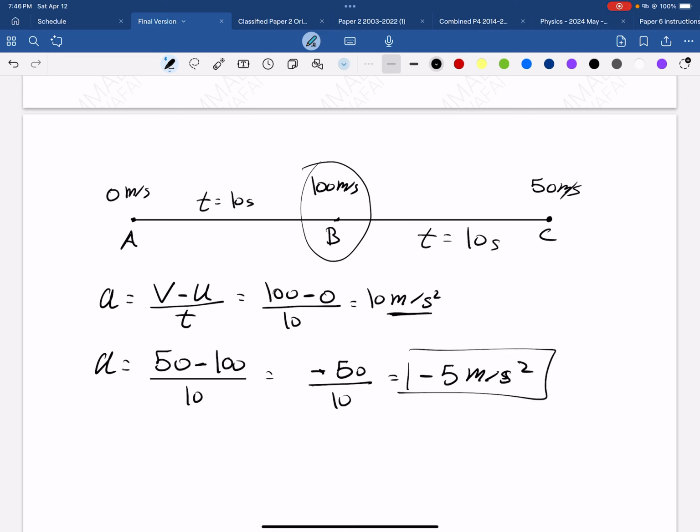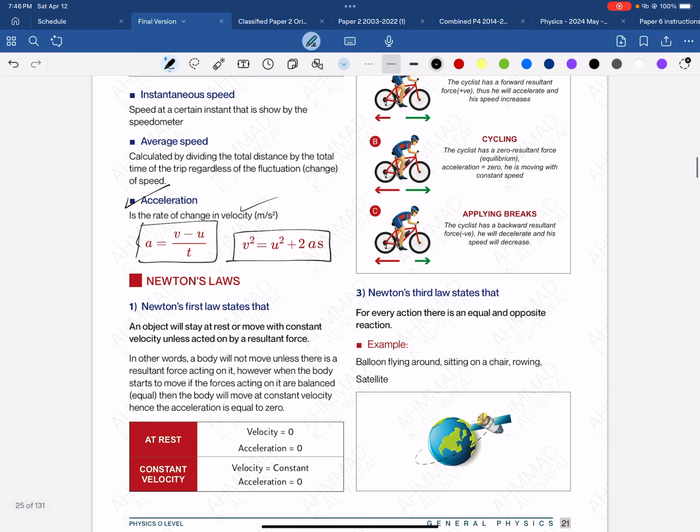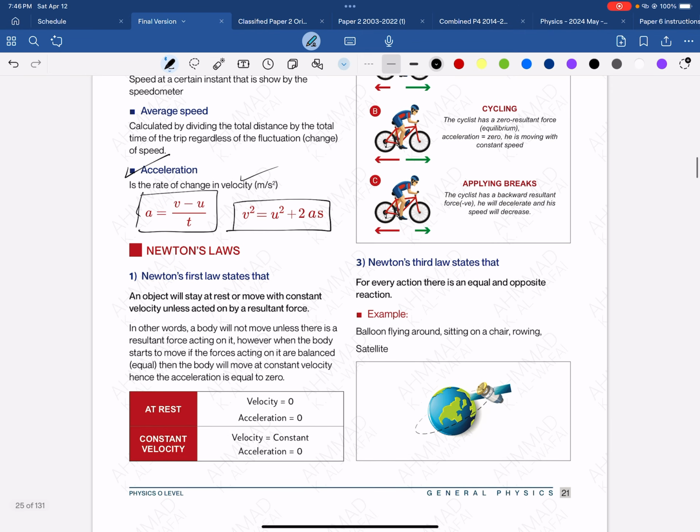This is what you call deceleration. It's the rate of decrease in speed. This was the rate of increase in speed or velocity. Okay, so that is the idea of acceleration. Now let's link that to forces, but that's going to be in the upcoming video.